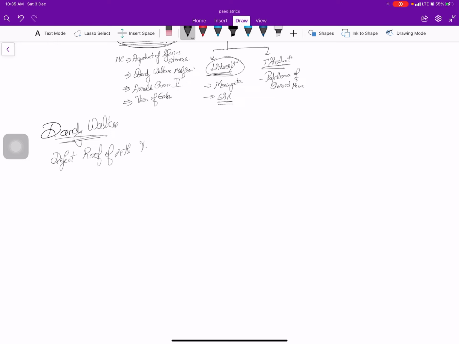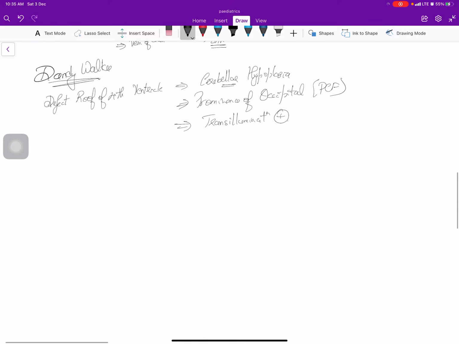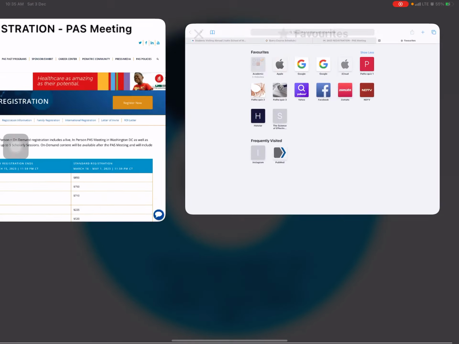So this has a few associated features. Fourth ventricle absent means there will be cerebellar hypoplasia. There will be a prominence of the occipital region, the contents of the posterior cranial fossa, and it will show transillumination. Why? Because there's complete stasis of CSF over there. So this is Dandy-Walker. Let's see if we can have a nice image of this.